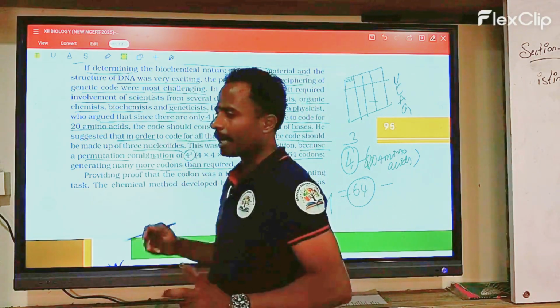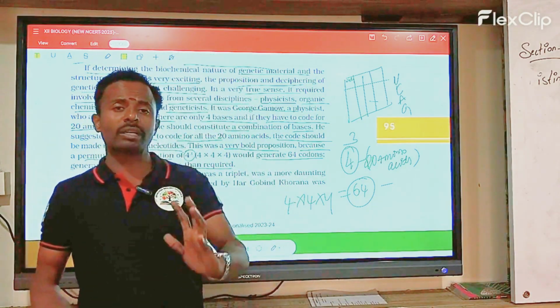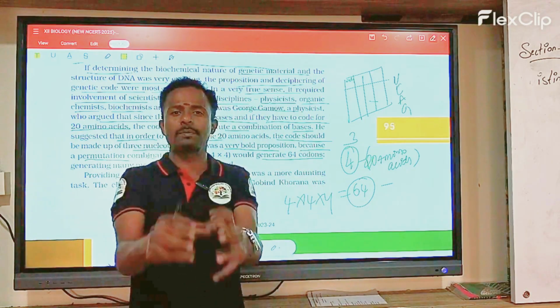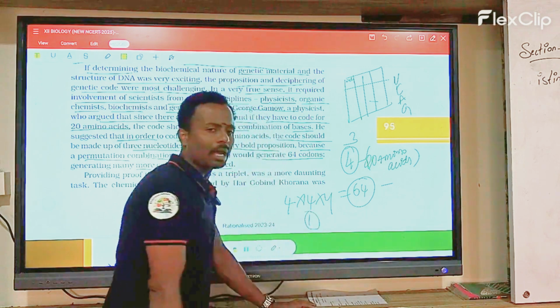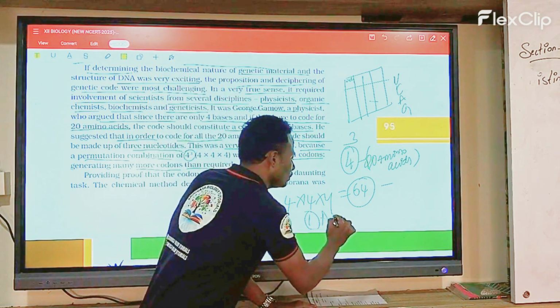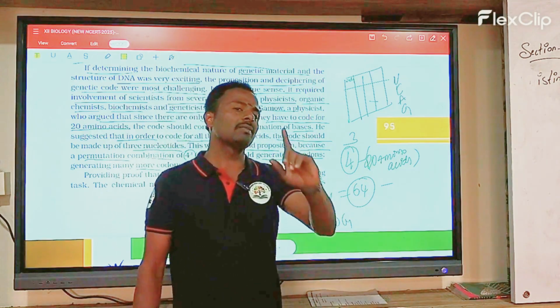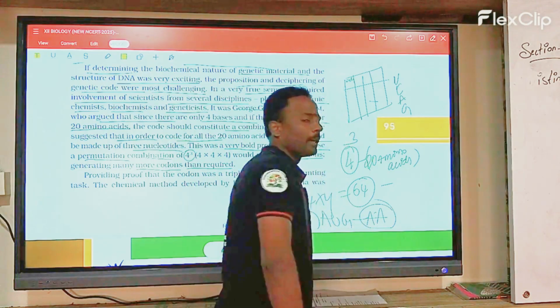So in this total genetic information, 61 codons participate to bind with a specific amino acid. For example, I am taking one codon, AUG. This AUG is compulsorily bound with one particular specific amino acid.